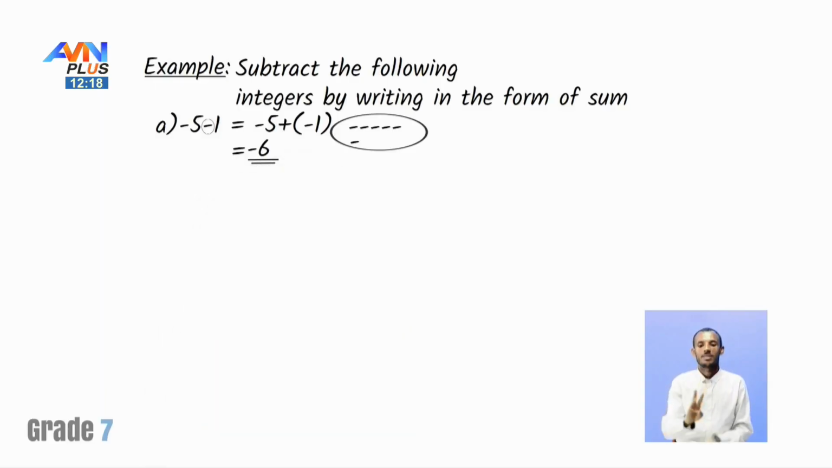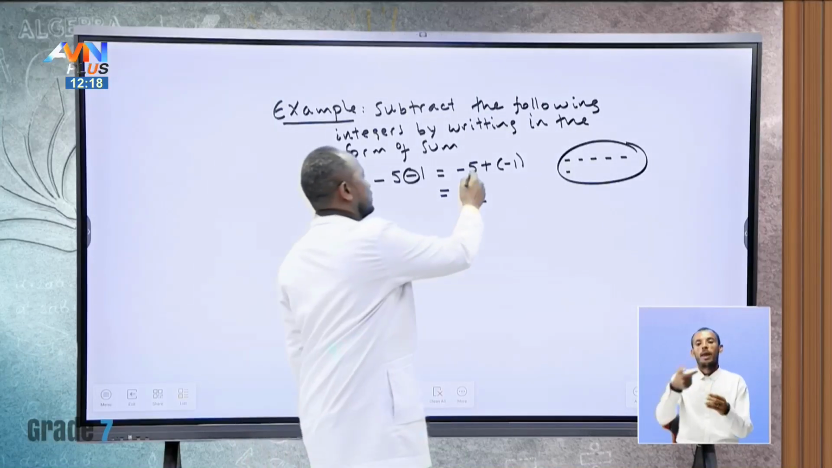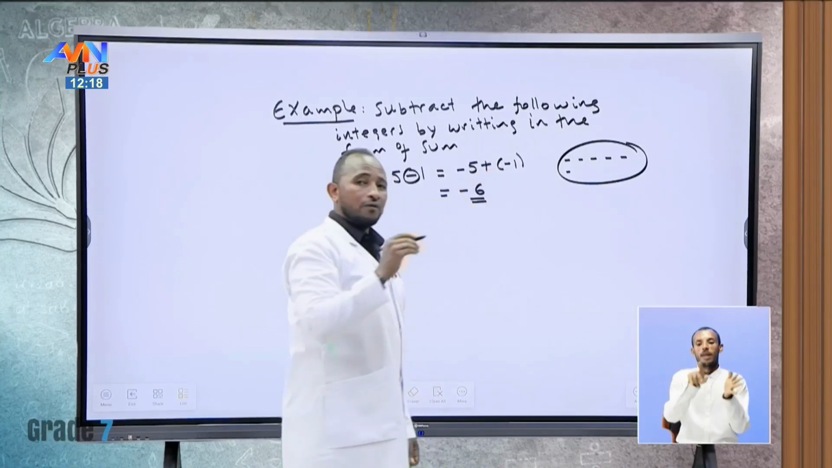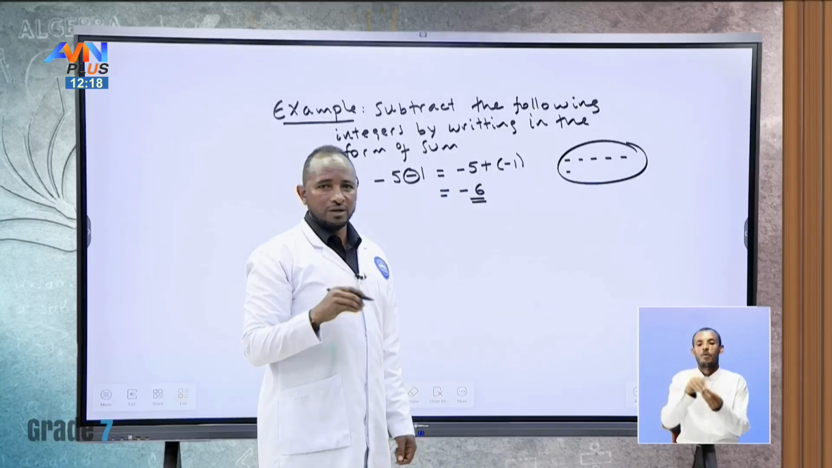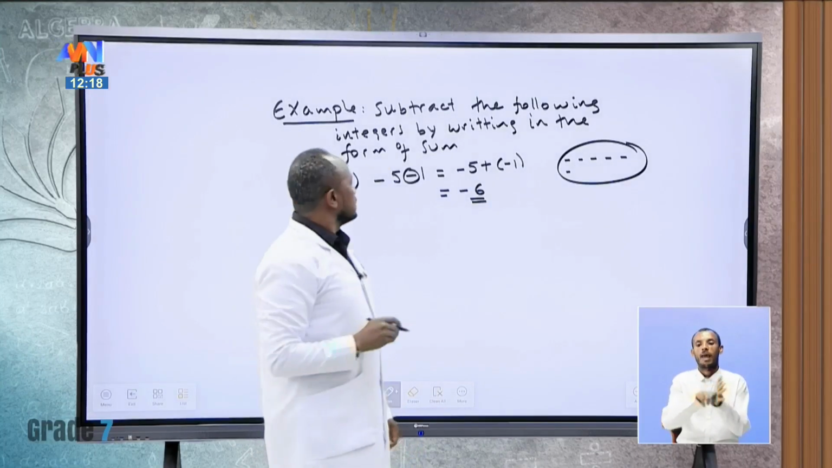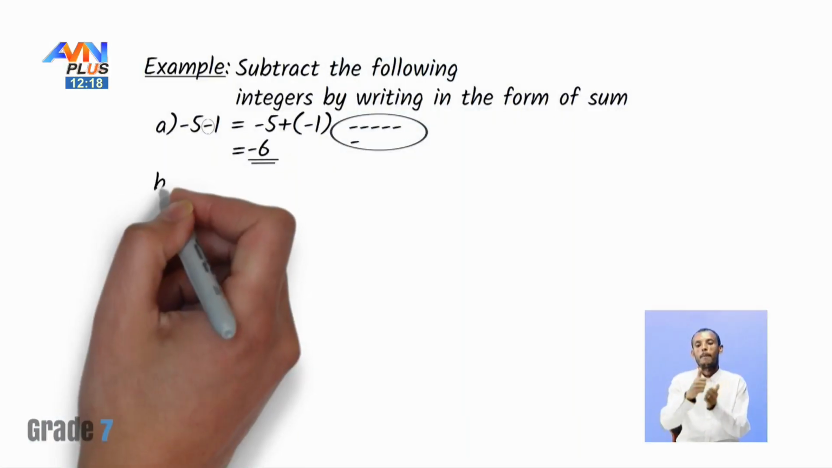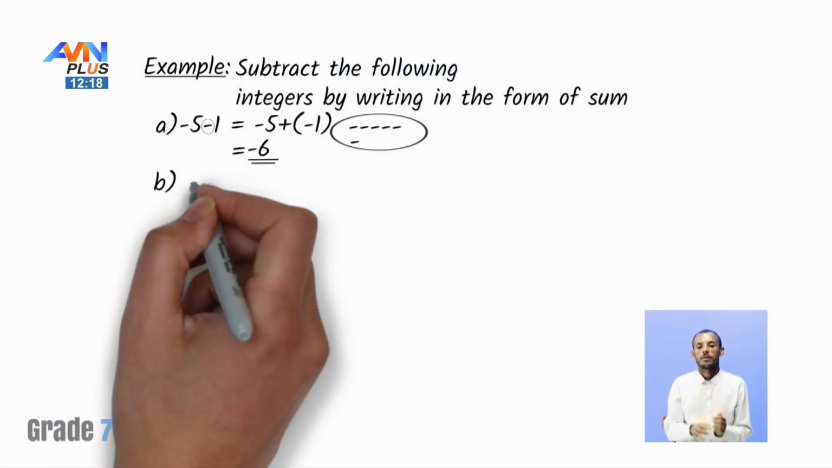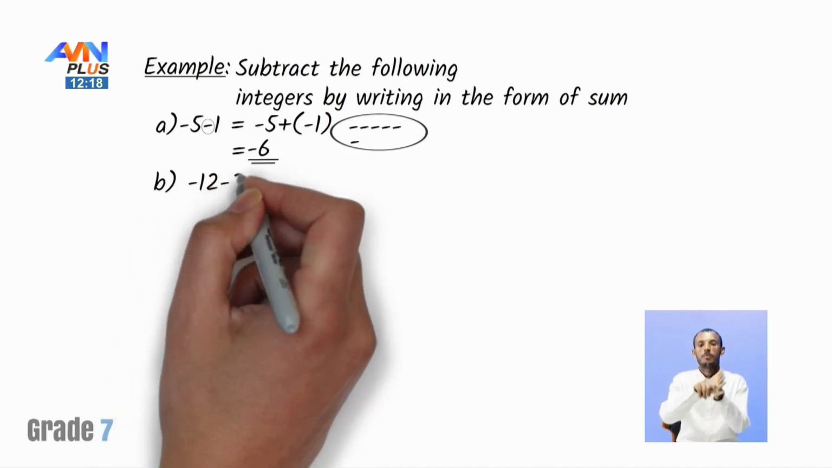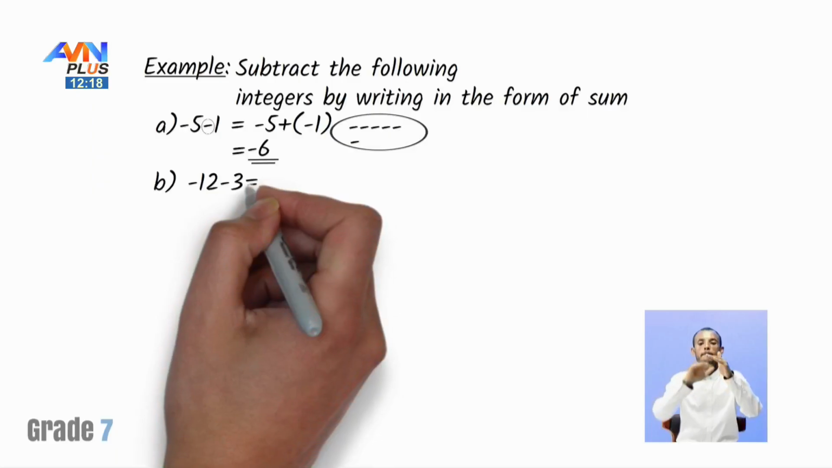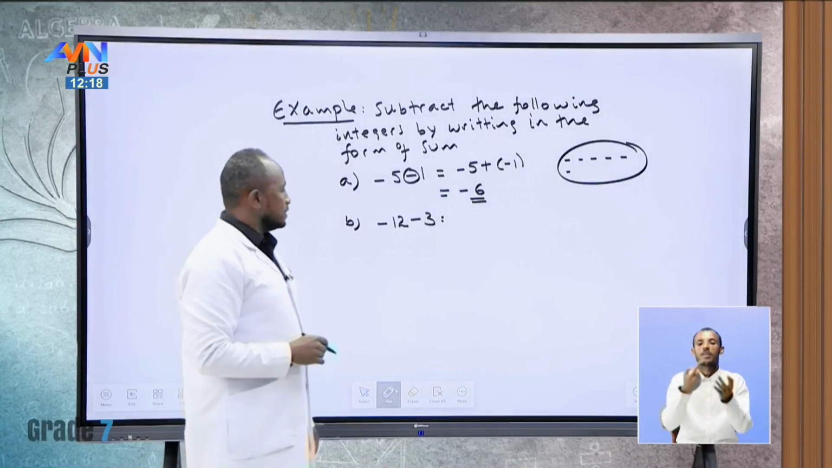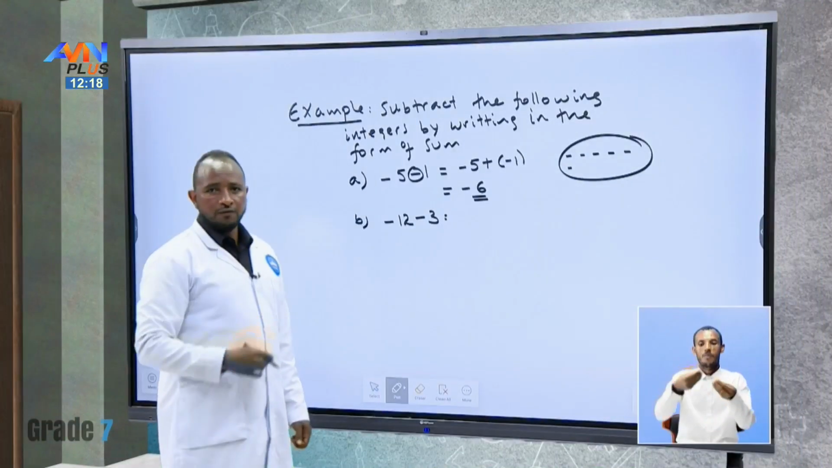Or simply, as we said earlier, when you add two negatives, first put the negative sign and take the sum of the numbers 5 and 1. 5 plus 1 is 6, and the result will be negative 6. So let's proceed to the next part. Try this one: negative 12 minus 3. Students, please try this question. I'll give you 10 seconds for this.